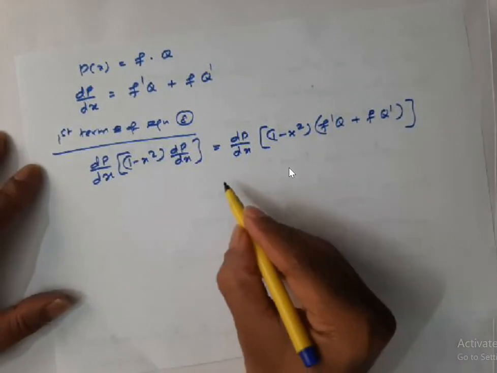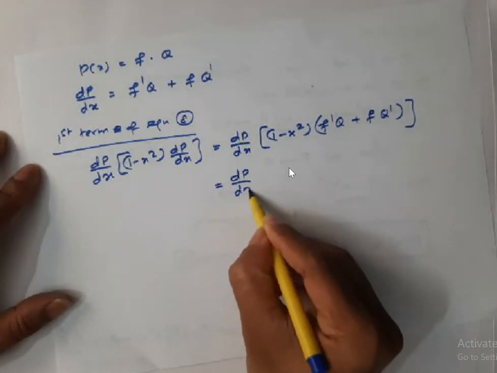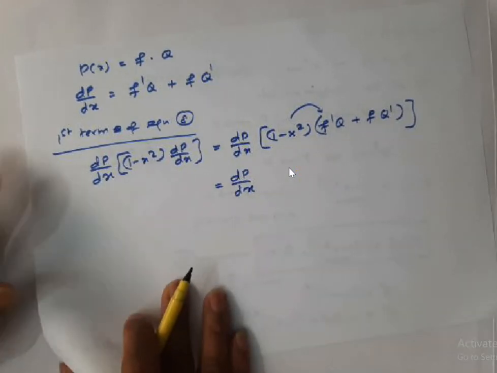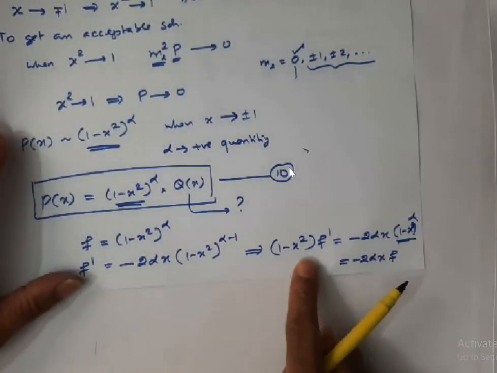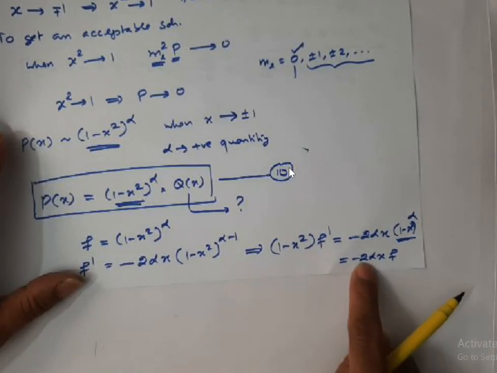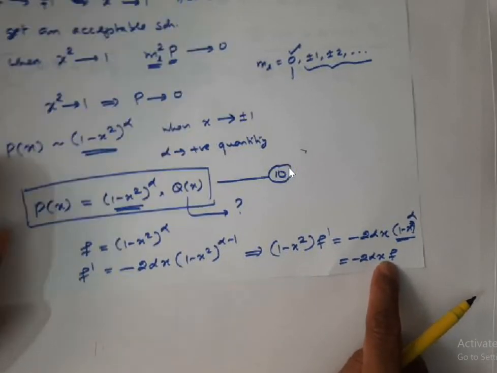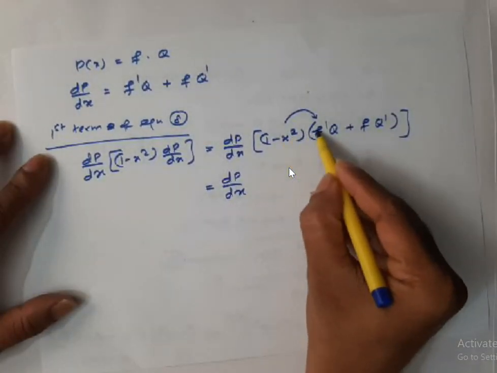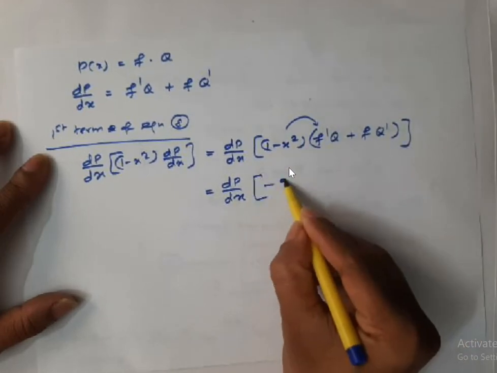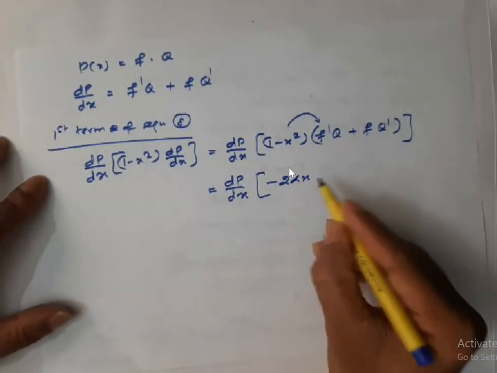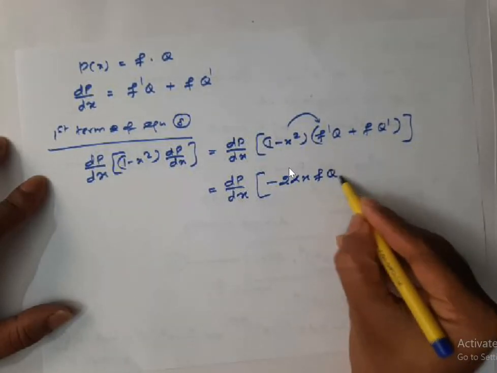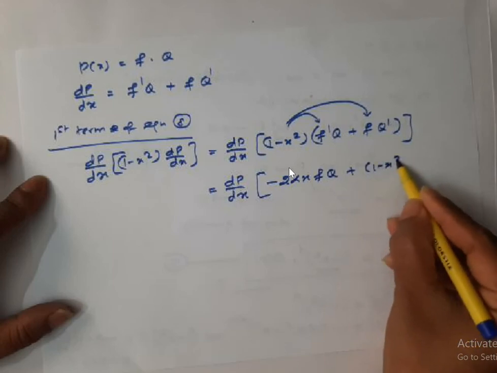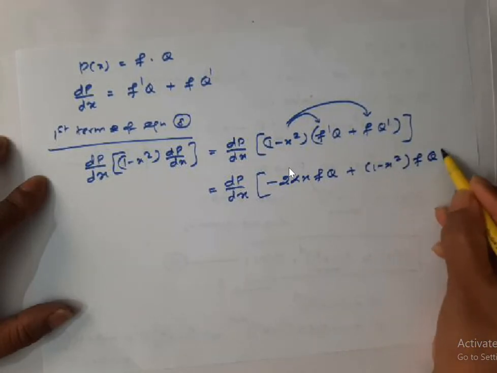Now I'll multiply this here: 1 minus x square into f dash. Yes, I have defined that. 1 minus x square into f dash is equal to minus 2 alpha x into f. So let me substitute this here. If I multiply this 1 minus x square here, I'll get 1 minus x square into f dash, which is nothing but minus 2 alpha x into f. And we have this q, I'll keep that q as such. Then multiply this here, so I'll get 1 minus x square f q dash.